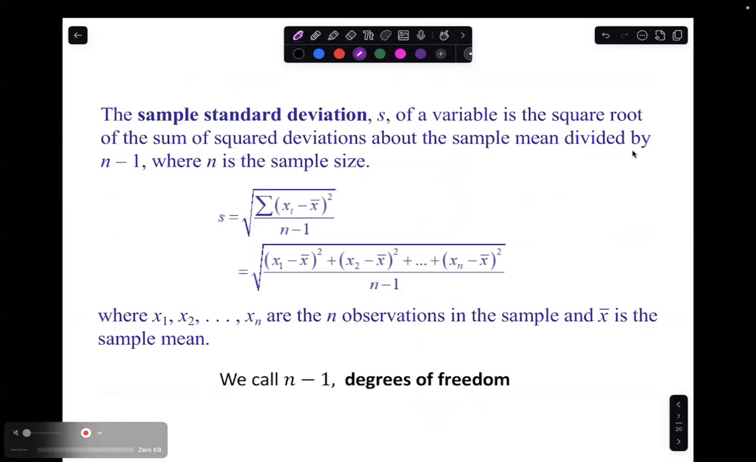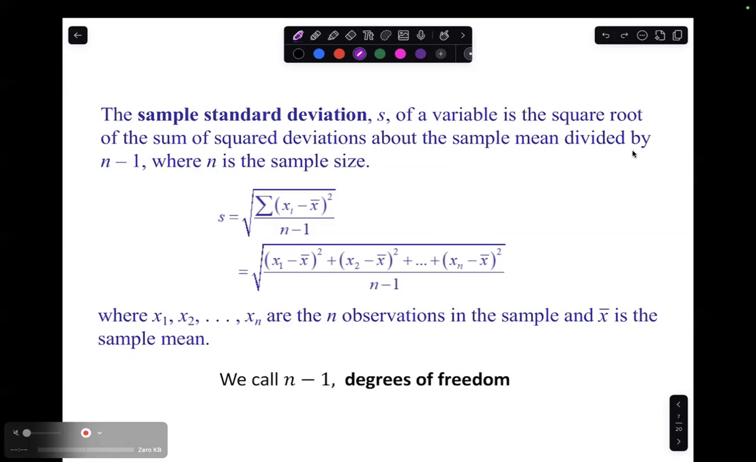So once again, sample gets the short end of the stick. They don't get a fancy symbol. For sample standard deviation, we use a lowercase s. This one is calculated differently. And it is exactly the same, except we divide by n-1 instead of by n. So we divide by 1 less than the number in our data set rather than by the number in our data set.